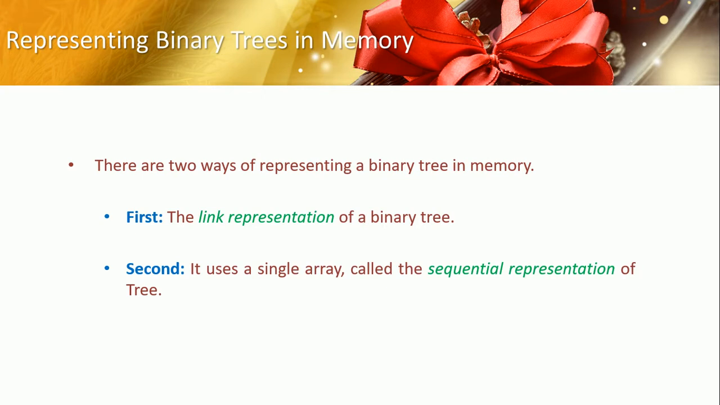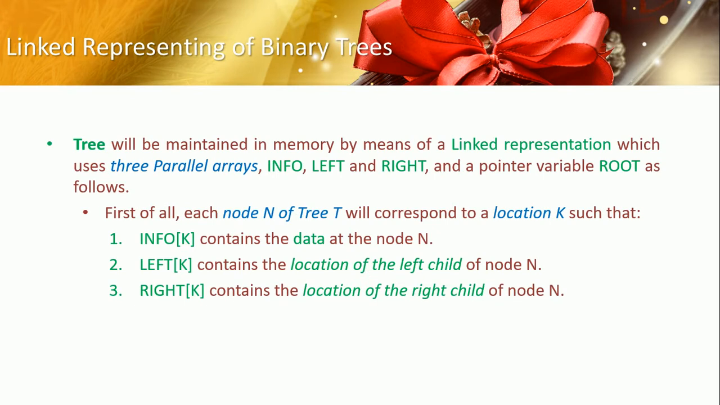Now, there are two ways to represent a binary tree in memory. The first one is the link representation of a binary tree, which we discussed in the previous lecture. The second one is the sequential representation of a tree, using a single array. Now we are going to discuss the sequential representation of a binary tree.